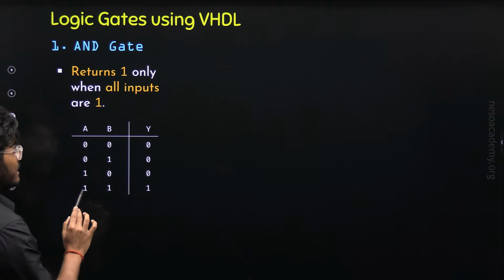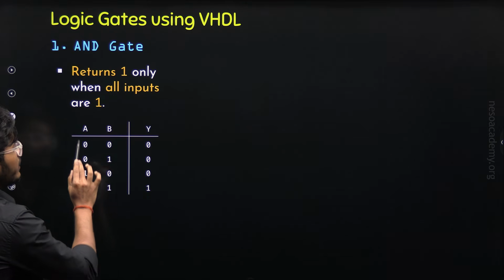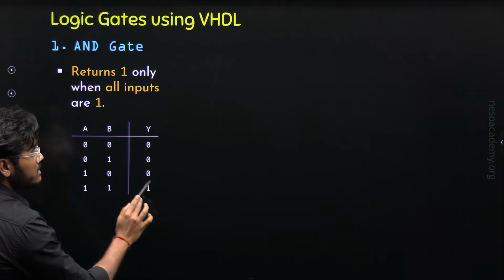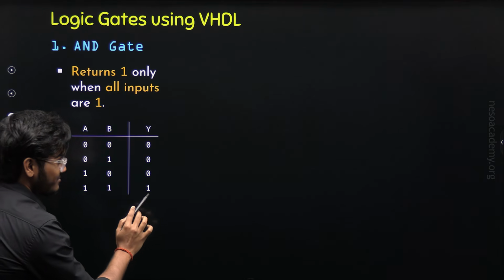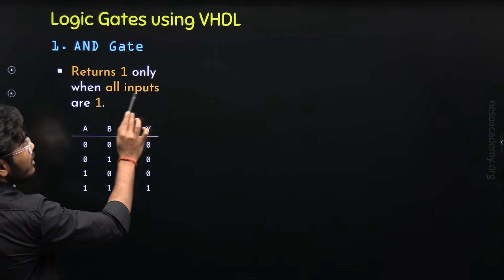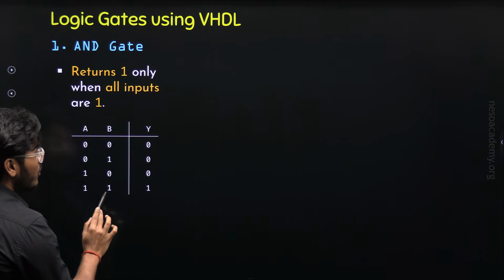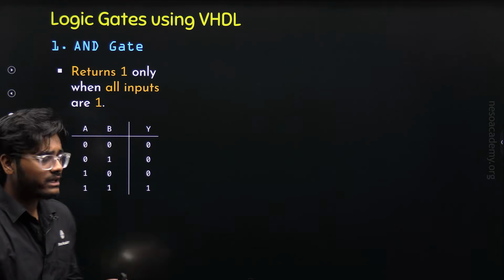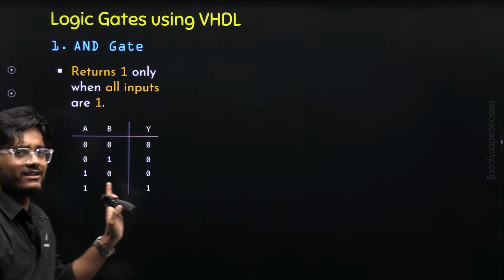Now look at the last and the fourth input combination when both inputs A and B are 1. Now in this case, output is 1, because here we can clearly see output is 1 when all inputs, here both inputs, are 1. So, I hope you understand this truth table.